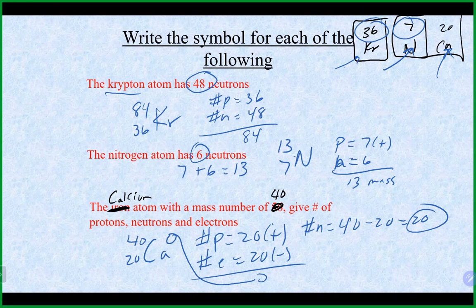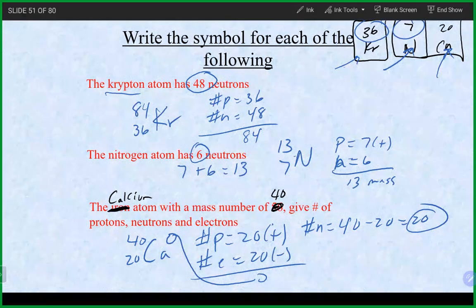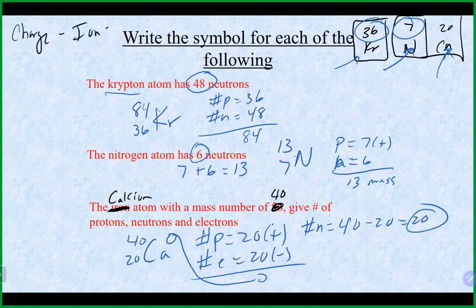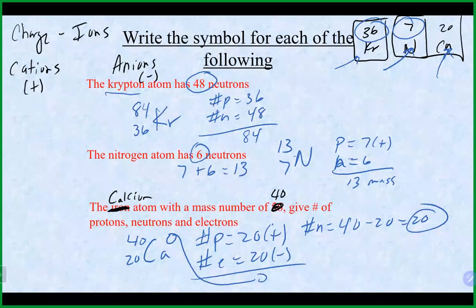Okay, so to answer the question that was asked earlier, what happens if we do have something that does have a charge? What changes when we do that? First off, anything that has a charge is referred to as an ion. So ions are things that have charges. There are really 2 types of ions: cations, which are positively charged, and anions, which are negatively charged. So one's a positive charge, one's a negative charge.